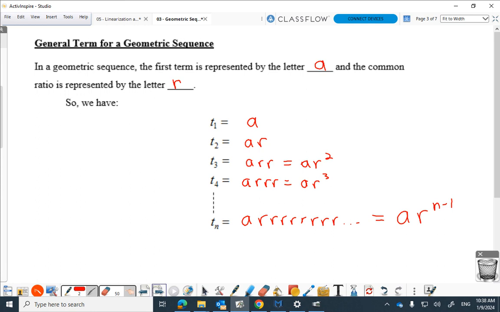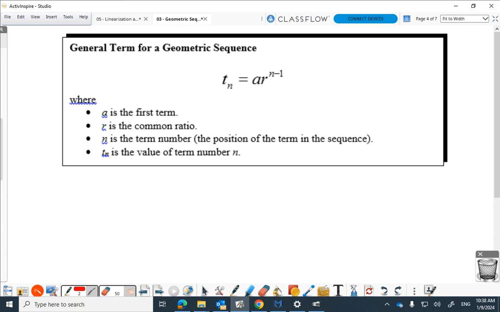Fancy box. General term. This is the formula for a geometric sequence. Tn equals AR to the n minus 1. A is the first term. R is the common ratio. N is the term number. And Tn is whatever term we're talking about in the question.